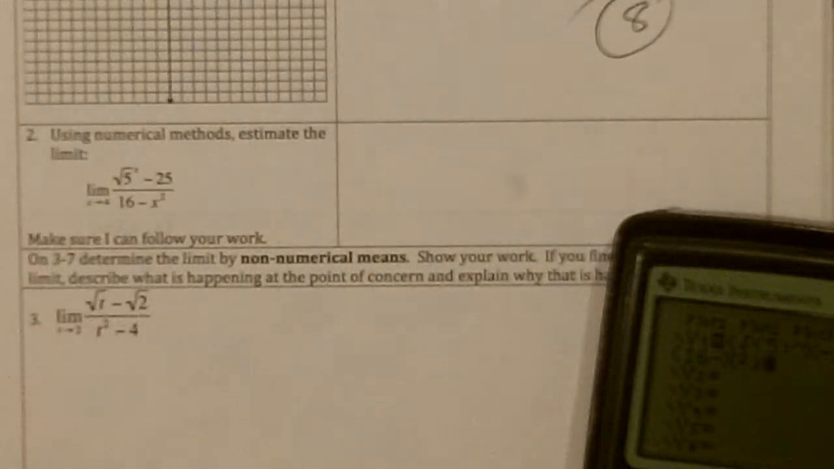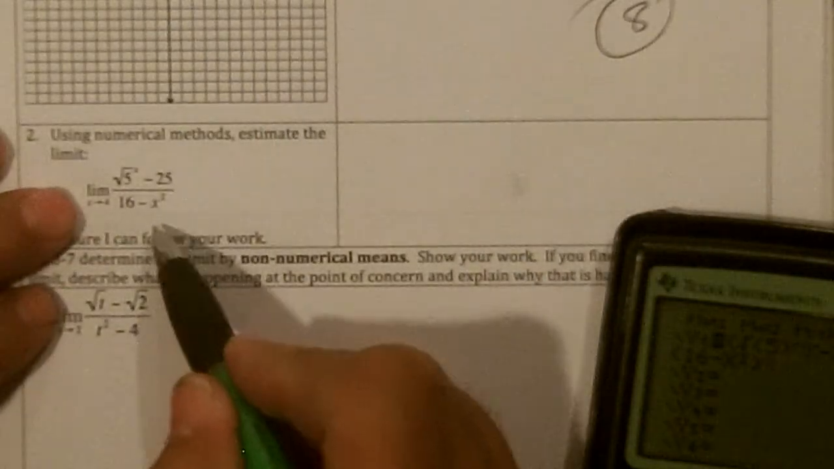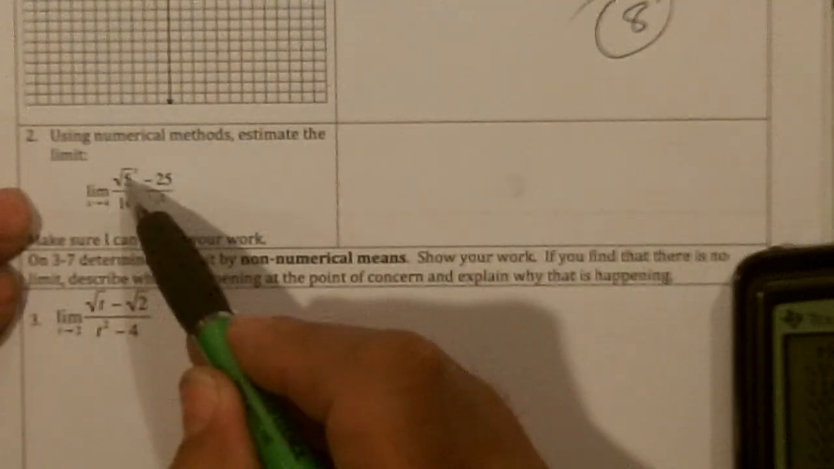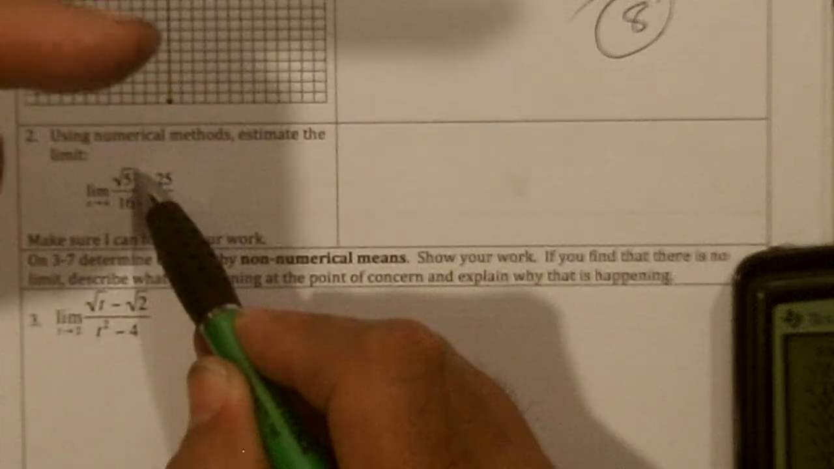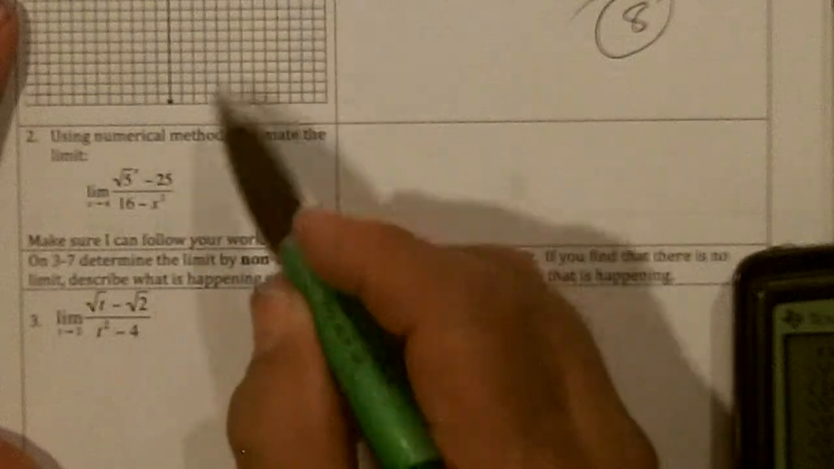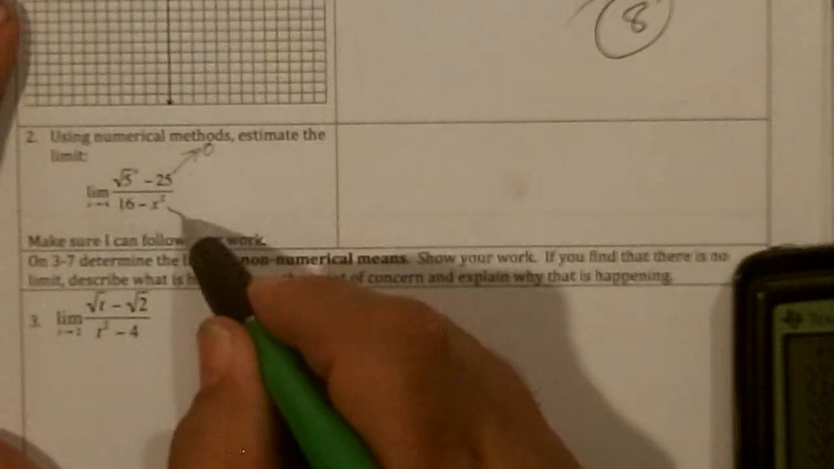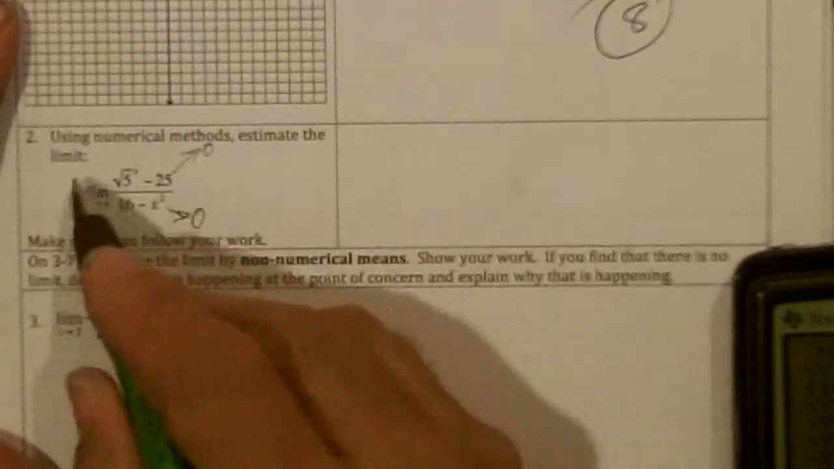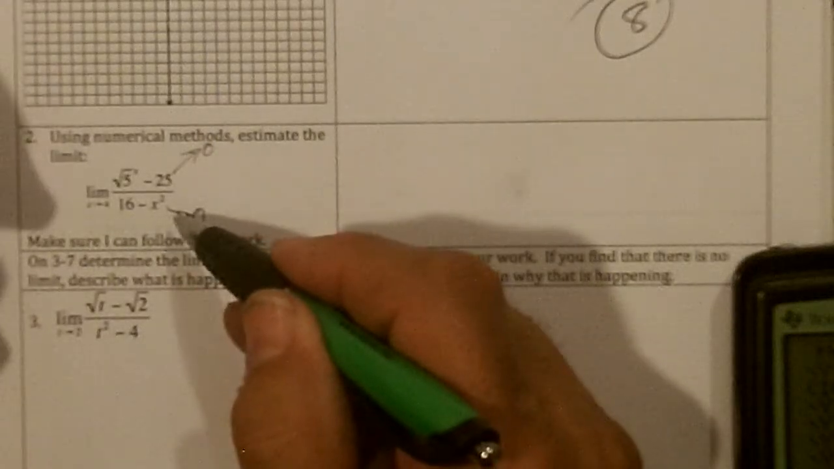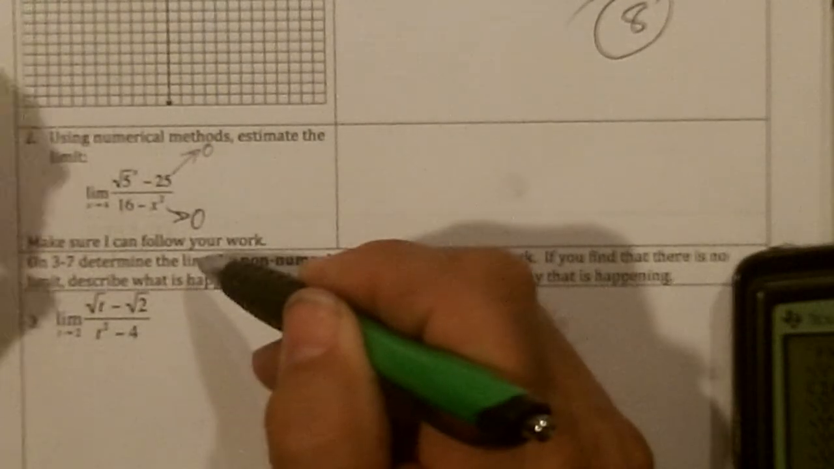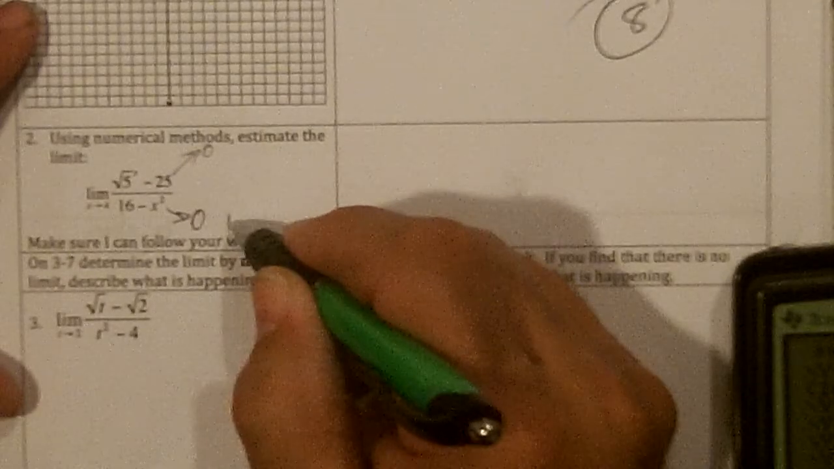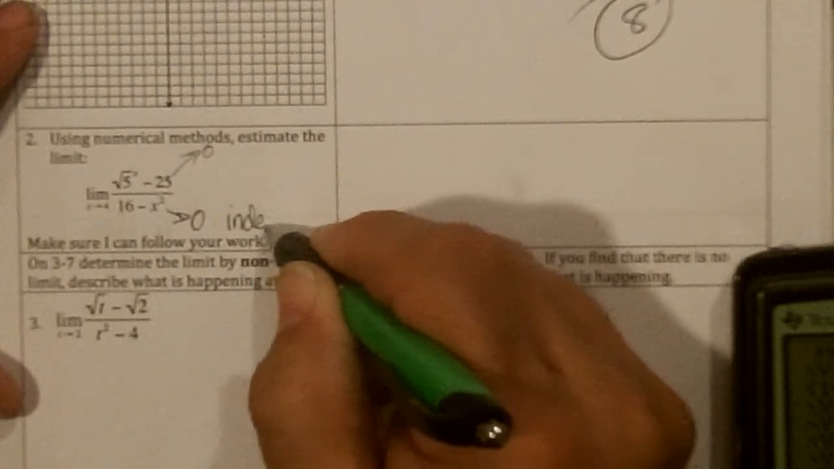Now, first of all, I should check and see if it's even doable. If I put 4 in here, the square root of 5 to the 4th, square root of 5 times square root of 5 is 5, times square root of 5 times square root of 5 is another 5. That's 25 minus 25, so the numerator goes to 0. 16 minus 4 squared, well, that's 16 minus 16, so that goes to 0. So it is not determined whether there's a limit or not, and so we call it indeterminate.